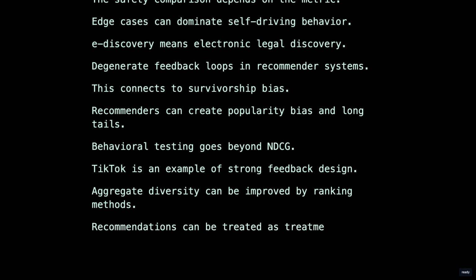That idea borrows from causal thinking. If recommendations change user behavior, then evaluation should account for the effect of the recommendation itself, not just the observed clicks afterward.